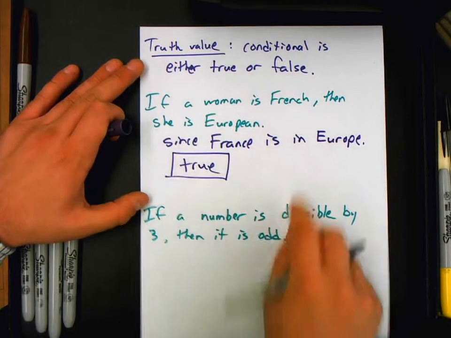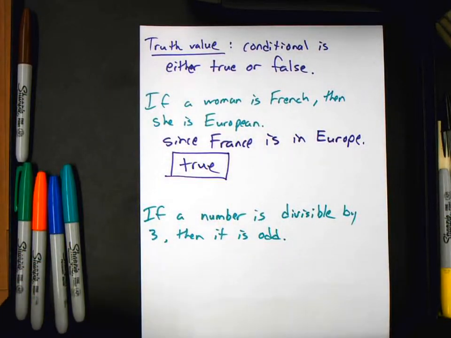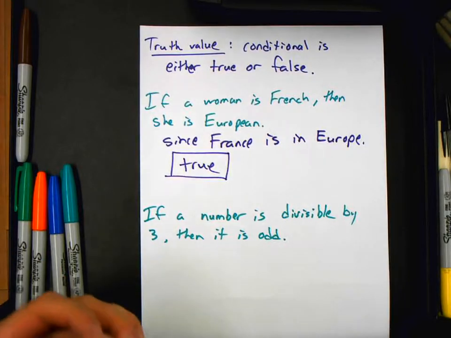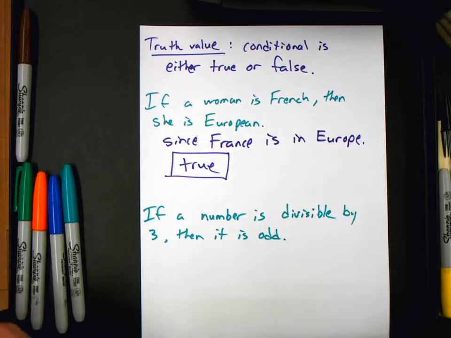Because if anyone is French, then they are European. That's the same thing as saying if anyone is from Kansas, then they are from the United States of America, since Kansas is in the United States of America.